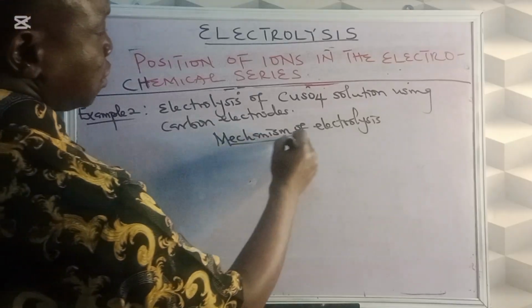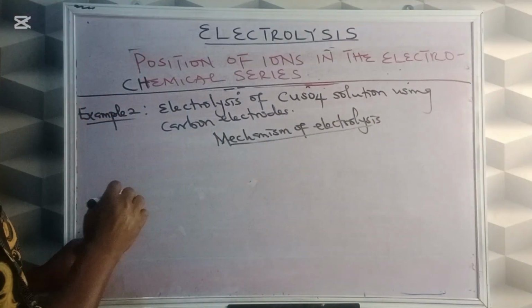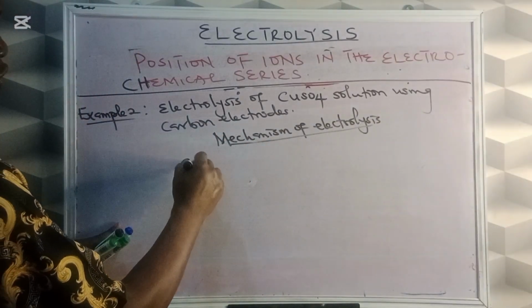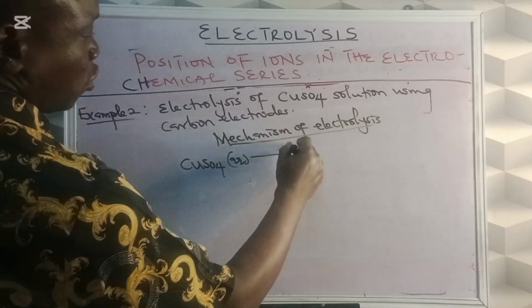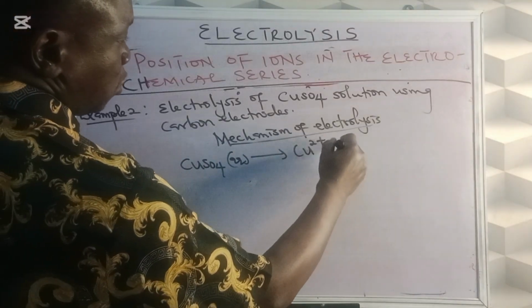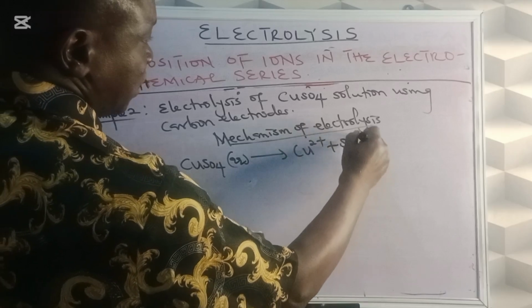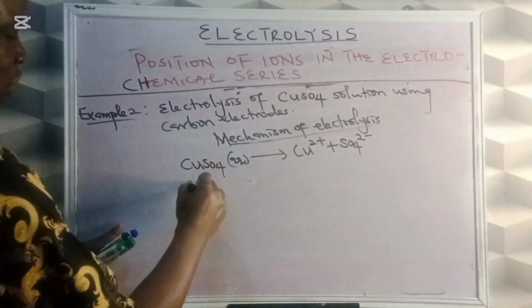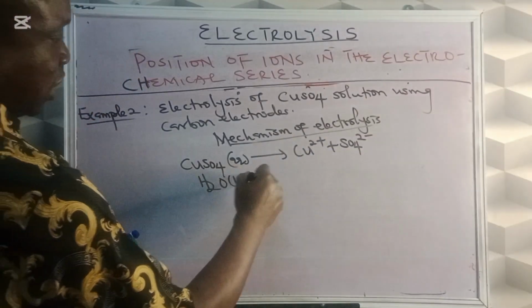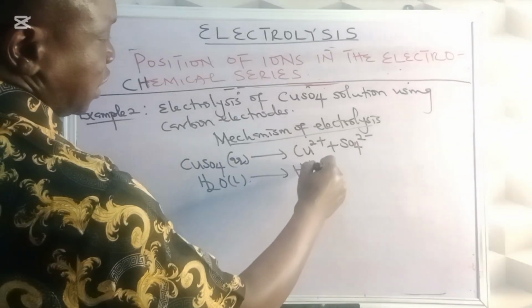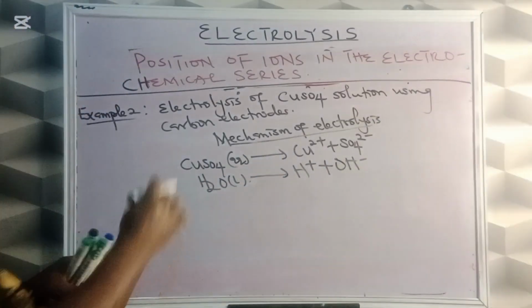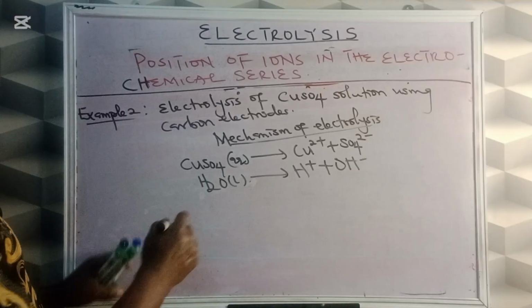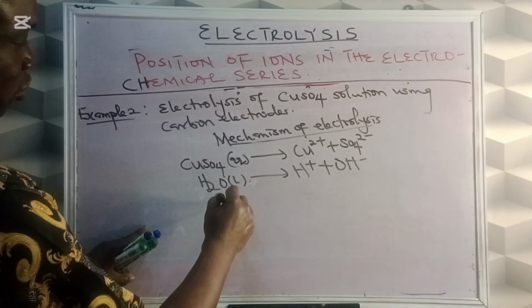So there are 3 stages. We consider the ionization of copper(II) sulfate solution. We ionize it to Cu2+ plus SO4 2-. Then we consider water. We ionize it to hydrogen ion plus OH-. That's the ionization, followed by migration of ions.